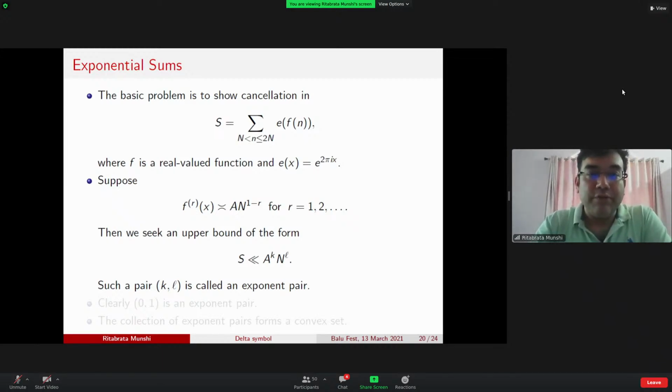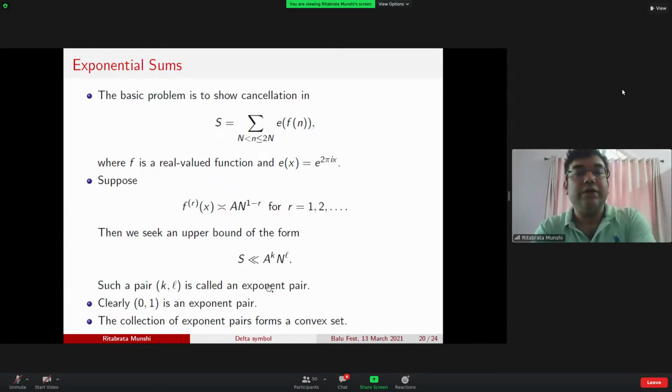And then you try to find out what are the possible choices for k and l. Of course, what you really want to get at the end is k equals 0, l equals 1/2. That would be the ideal thing to get at the end. But that's not known for general types of phase function. But we still know something about the collection of these exponent pairs. First, we know that (0, 1) is a trivial exponent pair that's always there. And then the collection of all exponent pairs forms a convex set.